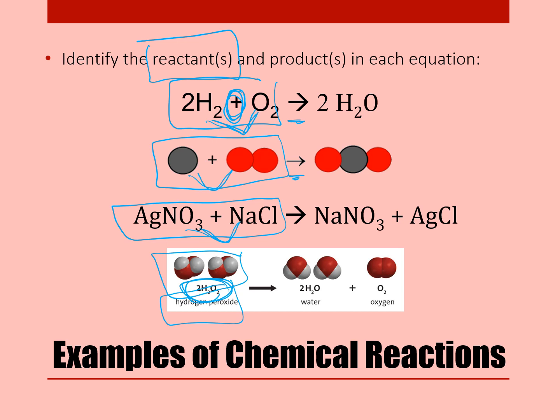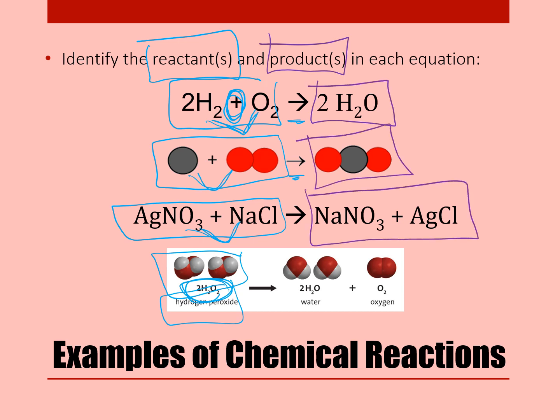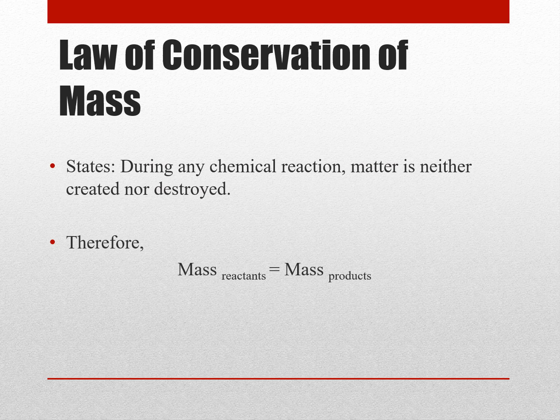Now your products, on the other hand, are going to be to the right of the arrow. So to the right of the arrow, I've got two waters, I've got these two compounds, and then I produce two with those. So once again, reactants, products, super easy. Reactants are always to the left of the arrow. Arrows always go from left to right, and everything to the right of the arrow are your products.